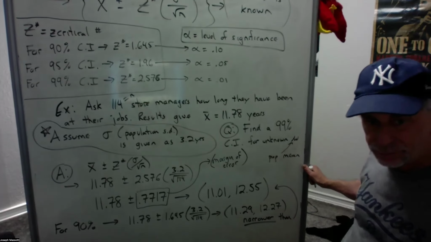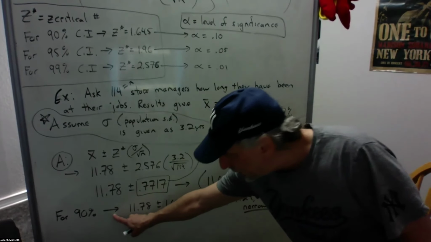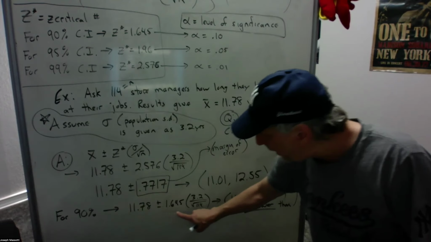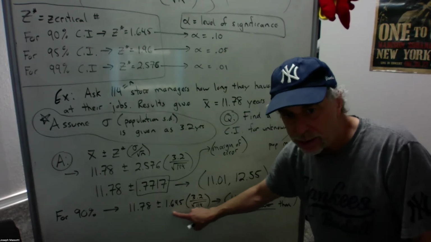Now notice, if we went to 90% confidence, the only thing that changes is the z critical.